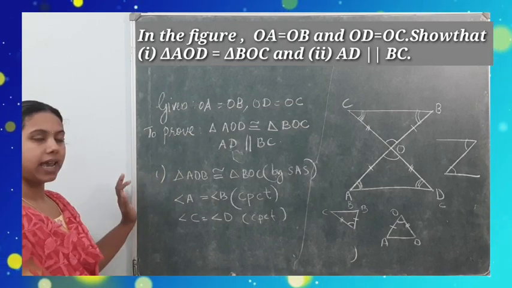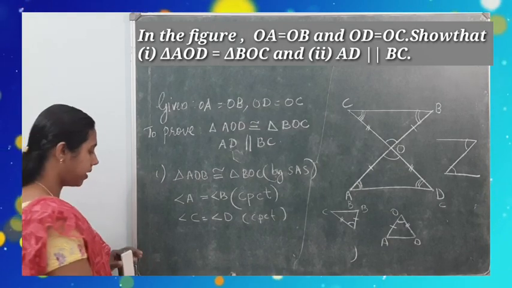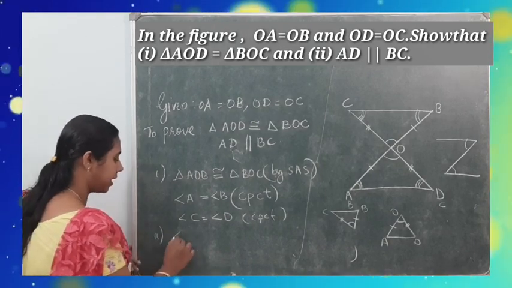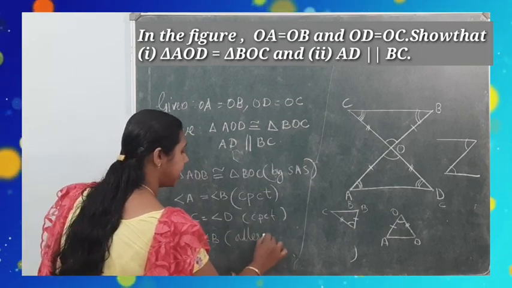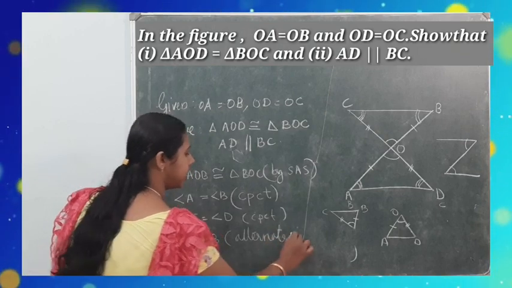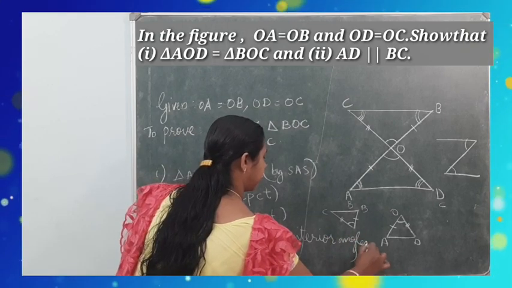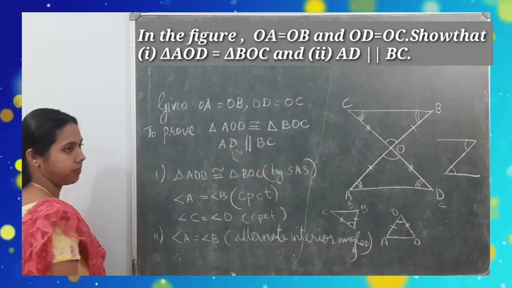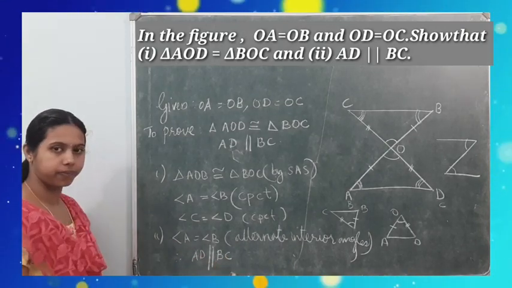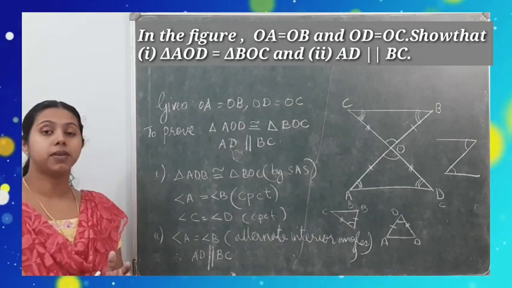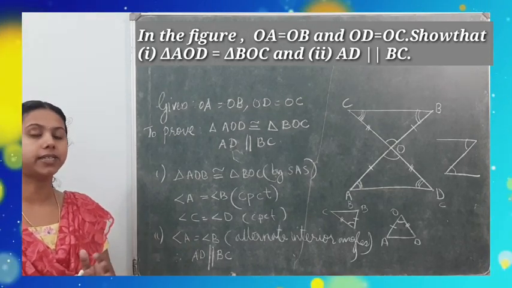What type of angle are angle A and angle B? They are alternate interior angles. So by the second one we can prove that angle A equals angle B. They are alternate interior angles. Therefore, AD is parallel to BC. Why? We know the theorem, Theorem 6.3. In the previous chapter we studied this theorem.